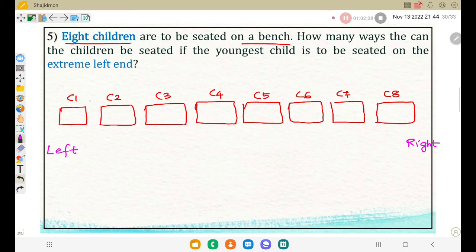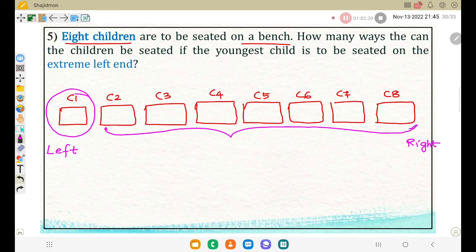Extreme left means he should be seated here. This is the left end, the youngest one. With 8 children, one of the students will be the youngest, correct? So he should sit at the left end. For the other seats, any people can sit, no problem. In the remaining 7 seats, any persons can sit. So this is the idea. How many ways can these children be seated on this bench? This is the question we need to do.